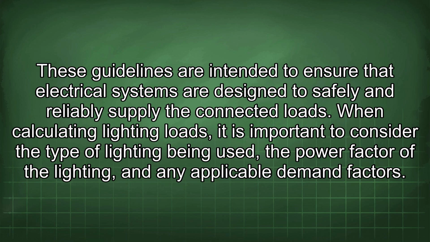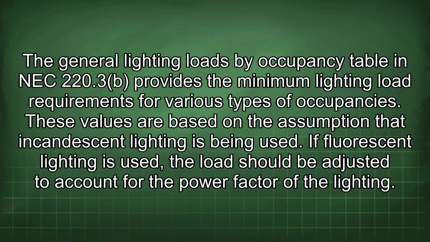The NEC provides guidelines for calculating lighting loads and for applying demand factors to those loads. These guidelines are intended to ensure that electrical systems are designed to safely and reliably supply the connected loads. When calculating lighting loads, it is important to consider the type of lighting being used, the power factor of the lighting, and any applicable demand factors. The general lighting loads by occupancy table in NEC 220.3 provides the minimum lighting load requirements for various types of occupancies. These values are based on the assumption that incandescent lighting is being used. If fluorescent lighting is used, the load should be adjusted to account for the power factor of the lighting.